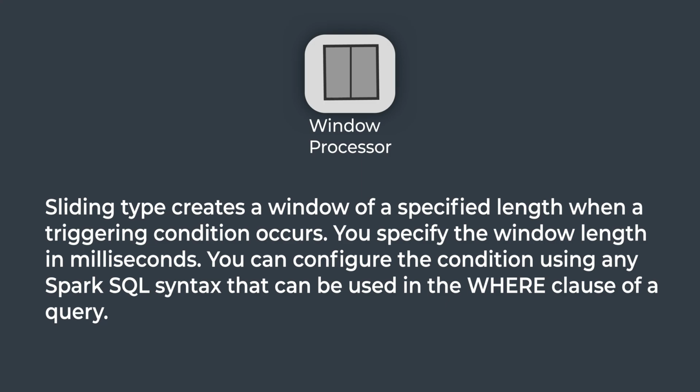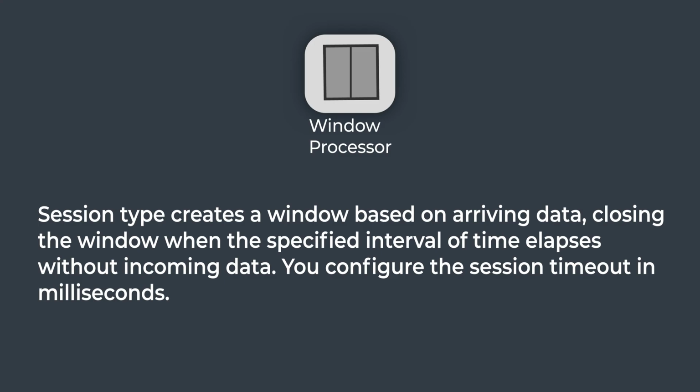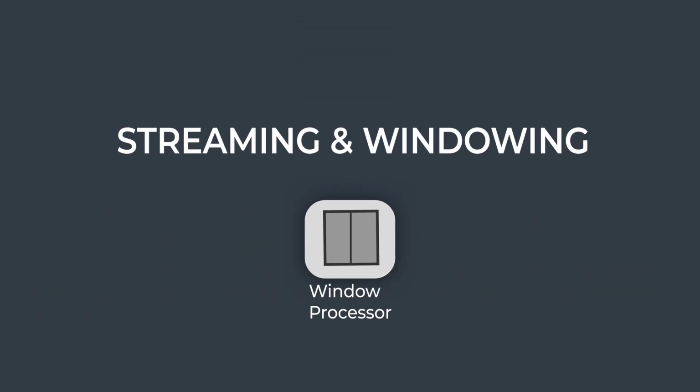You can configure the condition using any Spark SQL syntax that can be used in the WHERE clause of a query. Session type creates a window based on arriving data, closing the window when the specified interval of time elapses without incoming data. You configure the session timeout in milliseconds. Hopping type creates a window of a specified length, then hops forward to create another window. You configure both the length of the window and the hop interval in milliseconds. The hop interval is measured from the beginning of the previous window. You can use the type you need based on your use case if you are using a streaming pipeline.